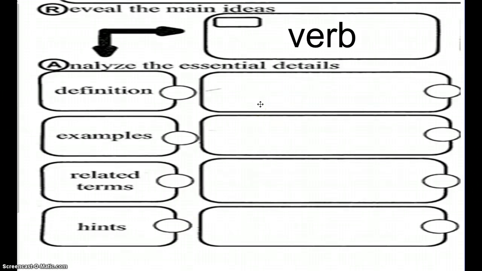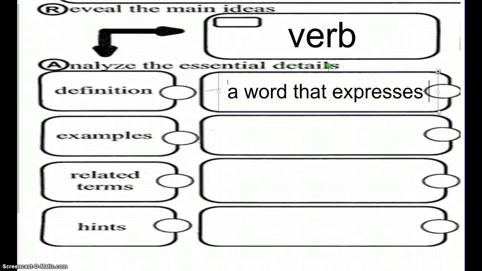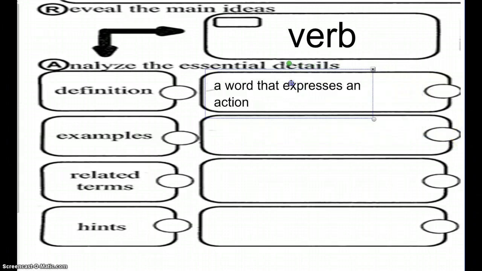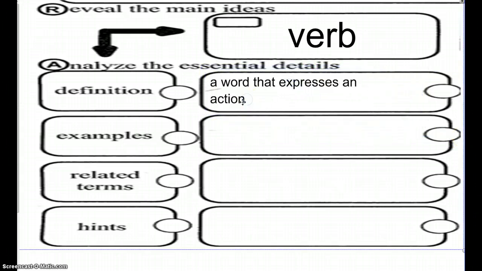As we started talking about reviewing verbs, students were very easily able to come up with a definition that it's an action, a word that expresses an action. But I added to that definition because there's a little bit more to it, and we had to talk about this a little bit, but it was an action or a state of being.